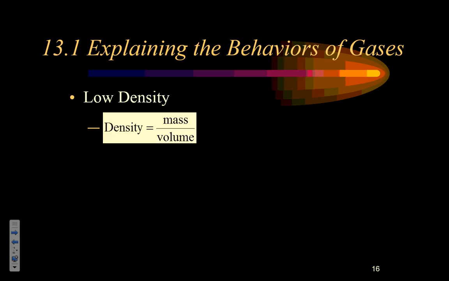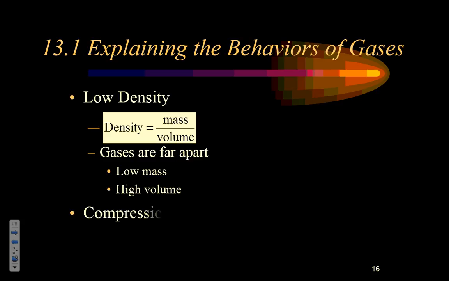It's going to spread out to basically fill the container. So the same mass is going to be in a much larger volume. Well, in the density equation, if the number on the bottom is getting big, that means the density is getting small. So really, this is because gases are far apart, low mass, high volume. Kinetic molecular theory would explain why gases have low densities.